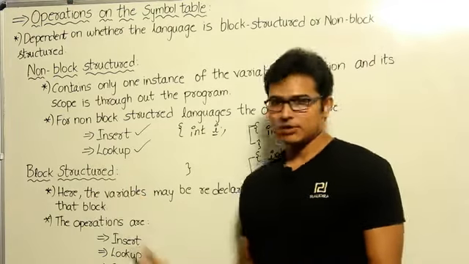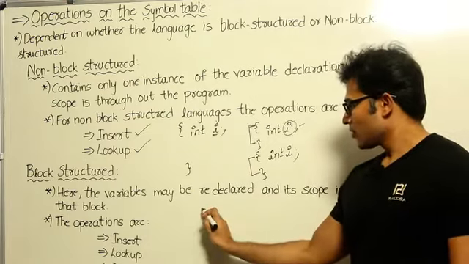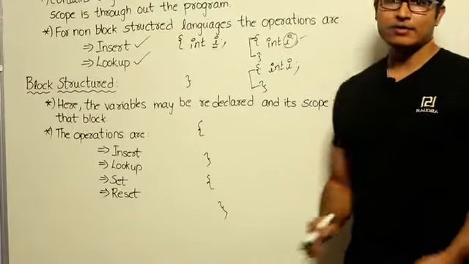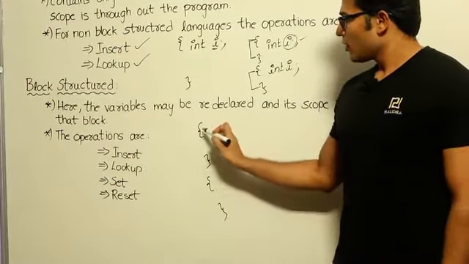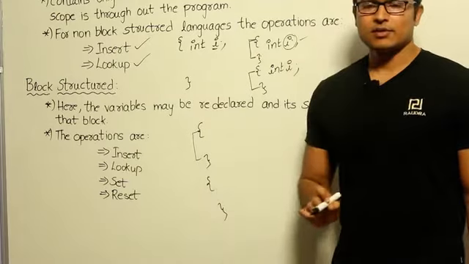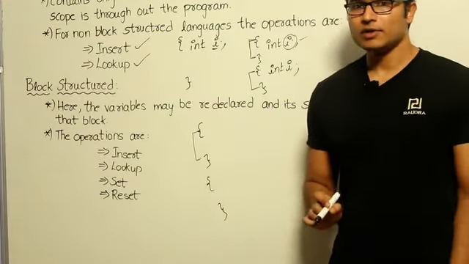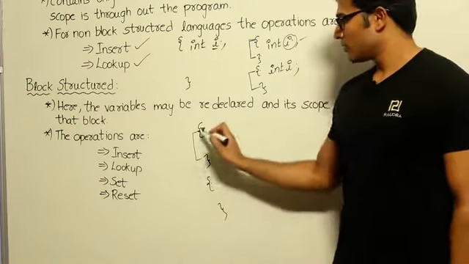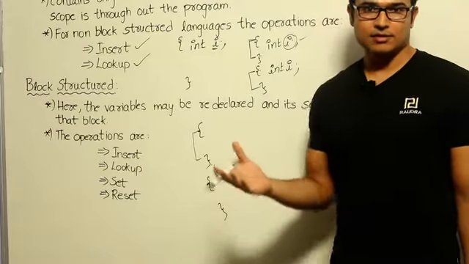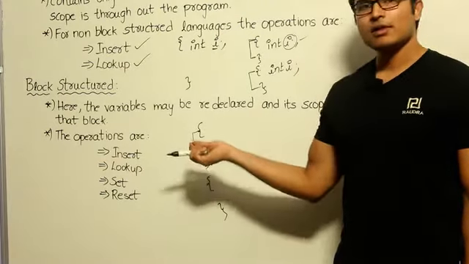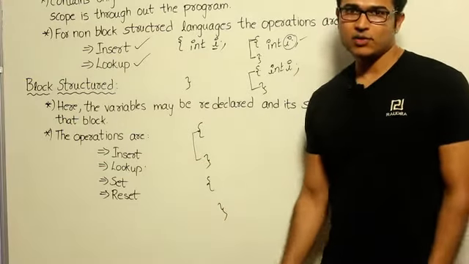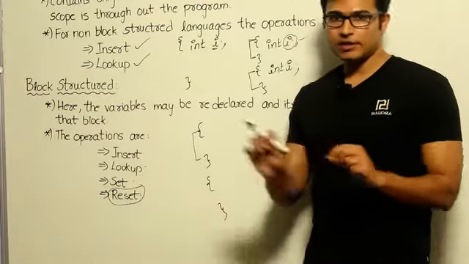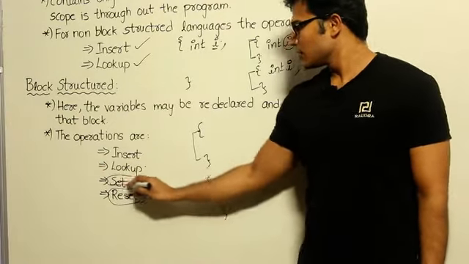In case of block structured, what happens is, since you are going to have various blocks and you are going to declare the same variable again and again in every block, now depending on which block you are in, you have to use different information about that variable. Therefore whenever you enter a block, you create an entry for that variable, and whenever you exit the block, you just delete it. Therefore we are going to insert as well as look up. Whenever we want, we are going to search for it, and set and reset.